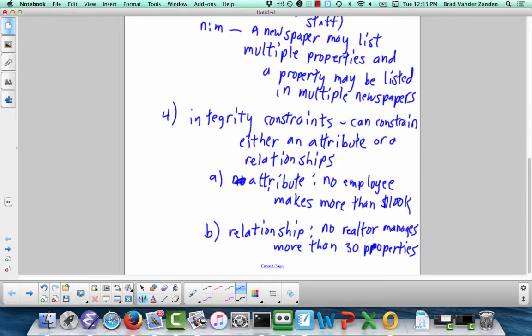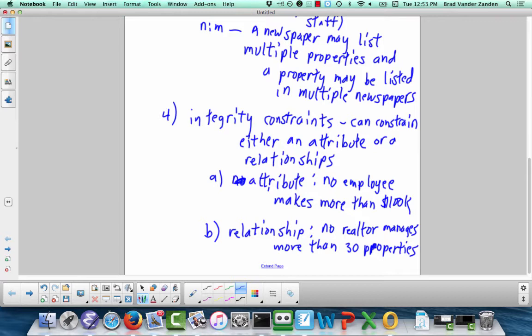And these are more complicated because you can't just typically scan through the records for a particular entity and make a yes or no decision. It involves additional work. In this case, for each realtor, you'd have to go through and count the number of properties that they manage. So the relationship constraints tend to be more complicated to compute and enforce.